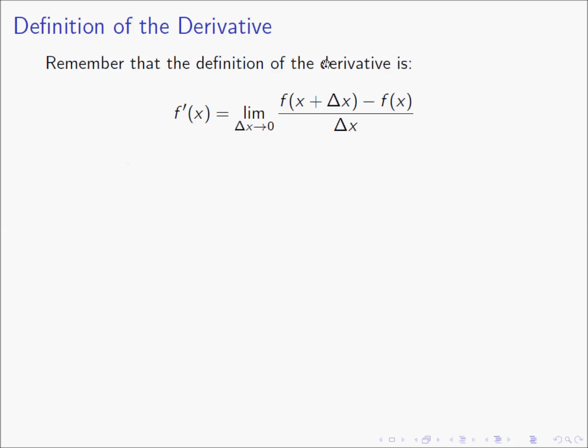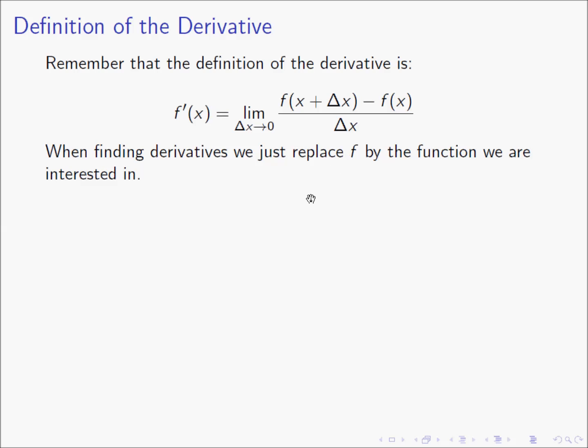Given a function f, its derivative is called f prime of x and is defined as the limit as delta x approaches 0 of f of x plus delta x minus f of x over delta x. And when you want to find the derivative of a specific function f, you simply have to replace f here by the expression of the function.